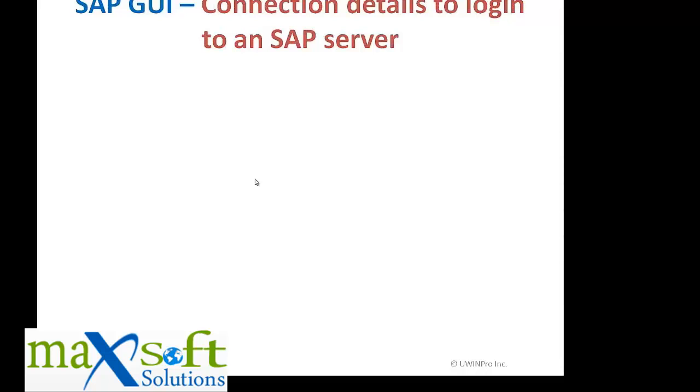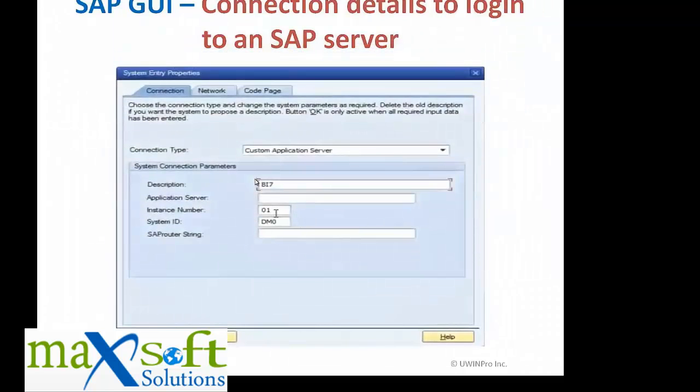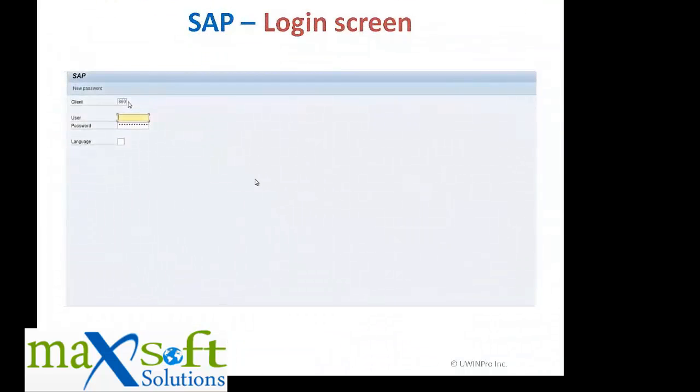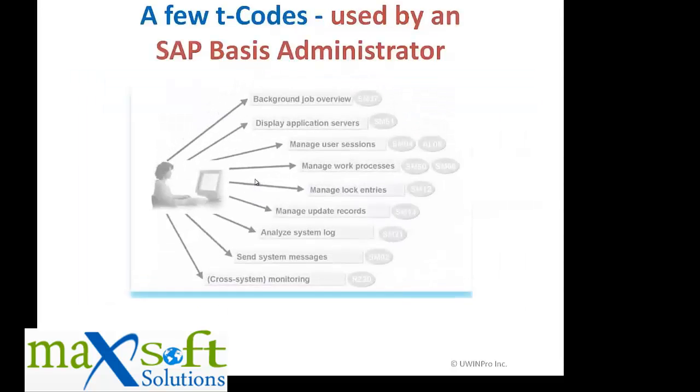So we use SAP GUI to connect to the SAP server, and we have to give some information such as the application server name, instance number, system ID, and the SAP router string. After that, when we click on the login button, we go to the SAP login screen where it will ask for the username and password. The client is a business entity, as I mentioned before, so we have to make sure that we are logging into the right client. By default it's showing 800 here. I give my username and password, and the language; if I don't give it, it will take the default language.